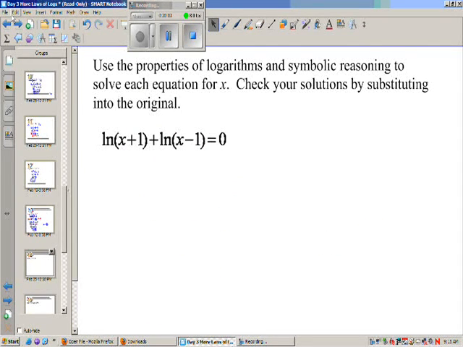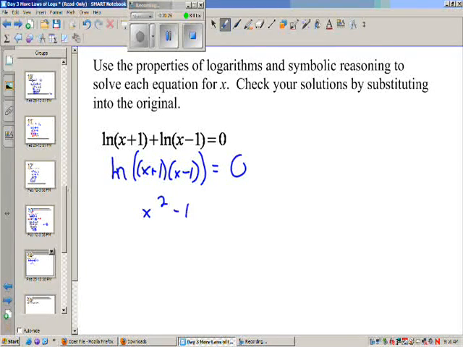Alright, let's try this one. Natural log of x plus 1 plus natural log of x minus 1. So we can combine these: x plus 1 times x minus 1, and we're multiplying because there's an addition sign between them. x plus 1 times x minus 1 is going to be x squared plus 1x minus 1x minus 1, which would just be the same thing as x squared minus 1. So I have the natural log of x squared minus 1 equals 0.